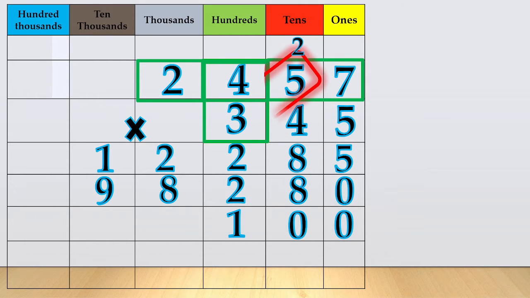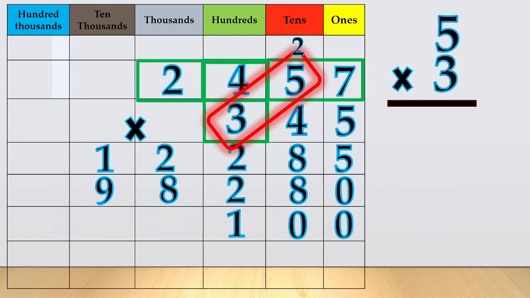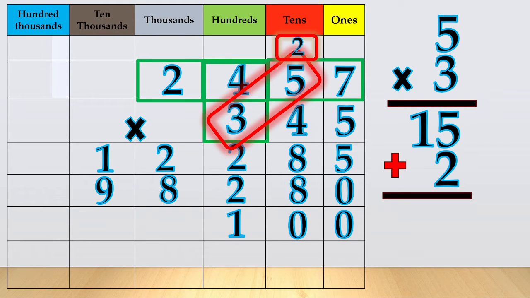Then, multiply 5 times 3. 5 times 3 is equal to 15. Add the 2 that we have carried over. So, 15 plus 2 is equal to 17. So, we need to regroup. 1 will be carried over in the hundreds place column above 4 and 7 under the thousands column.